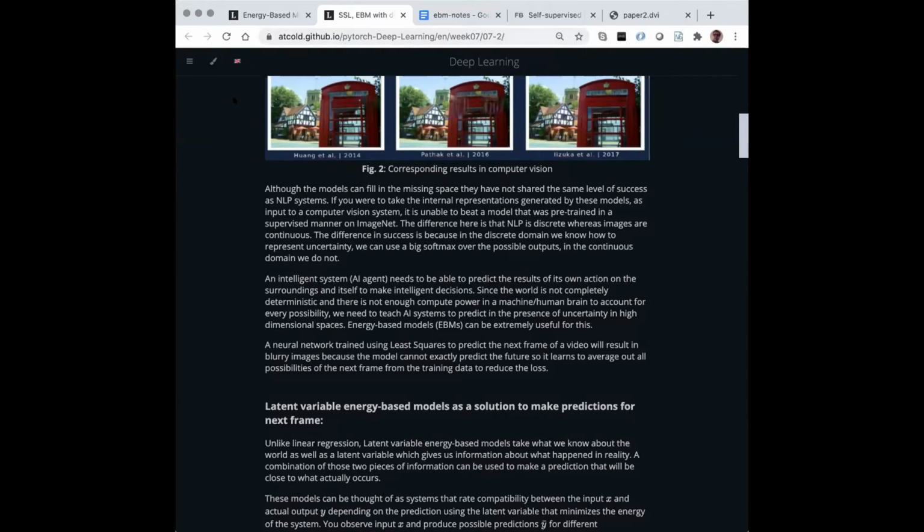I mean, the number of possible configurations of an image is astronomical, especially if the image is big. Even a 32 by 32 image has a very large number of possible configurations. Right. So maybe that's what he means. It's not really continuous, it's just extremely high dimensional. I think you are right.